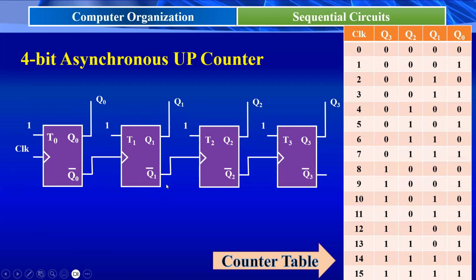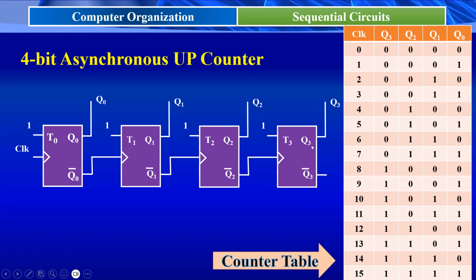Again, Q1 bar becomes 1, and it drives flip-flop 3. In the next flip-flop, the Q2 value is 1, so it toggles. The Q2 value was previously 1, so it becomes 0. Again, the Q2 bar value is 1, and it drives the last flip-flop. It toggles because the T3 input is equal to 1. The previous Q3 value is 1, so it toggles and its value becomes 0.